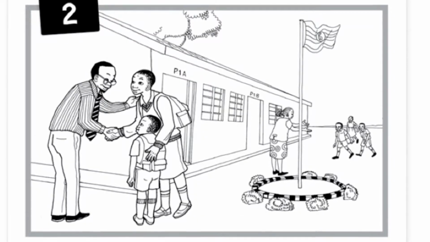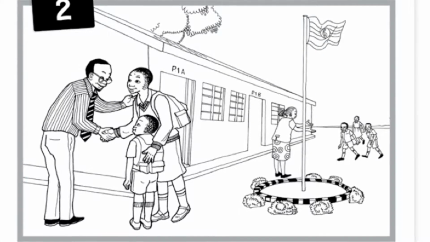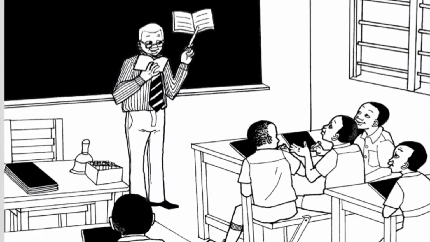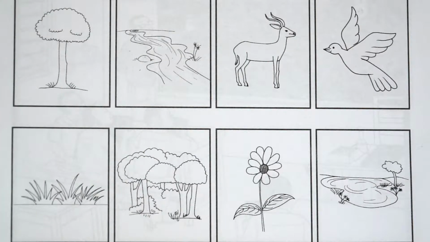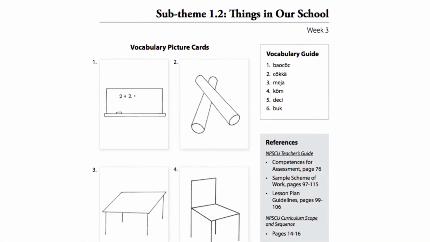The pupil primer has 2 pages for each weekly lesson. The first page is the big picture, which tells a story about the week's sub-theme and illustrates the majority of the weekly vocabulary words. The second page is the vocabulary picture cards for the week. Both pages also appear in the teacher's guide.